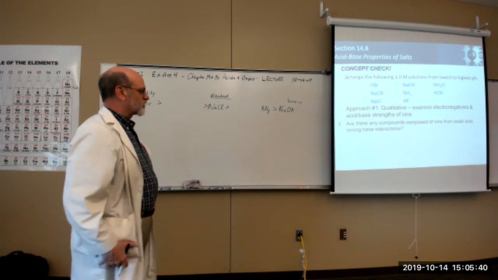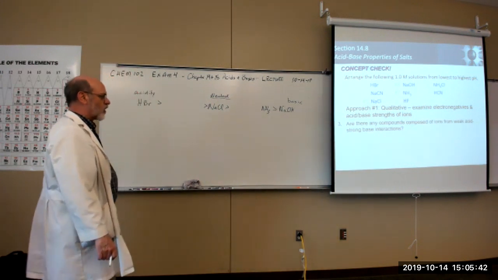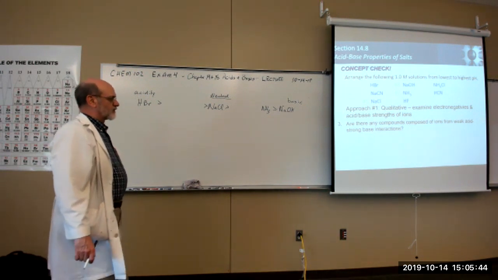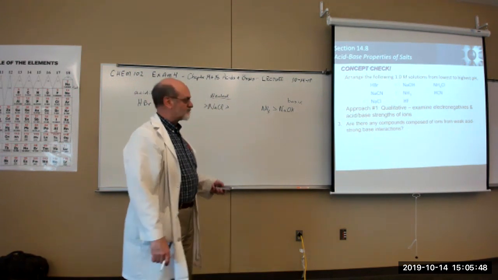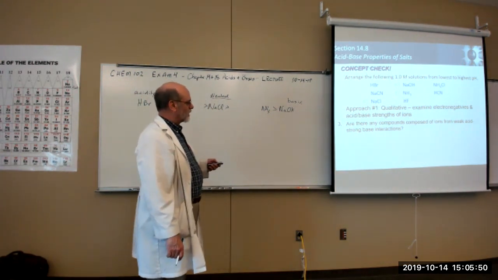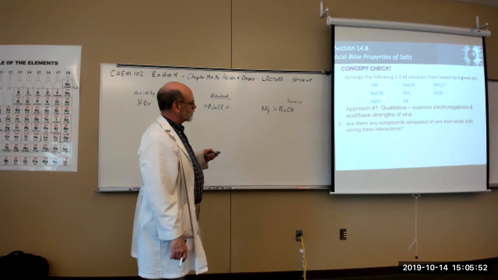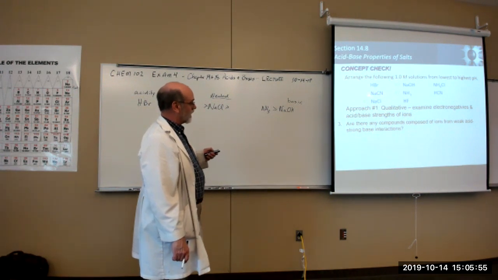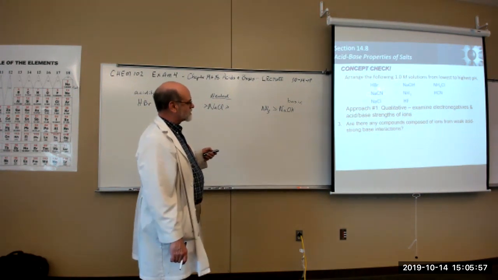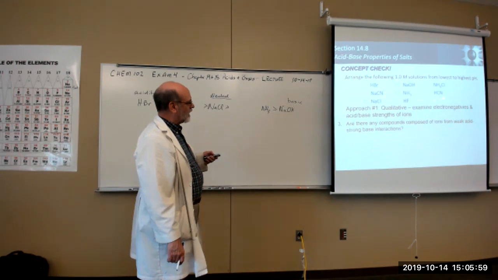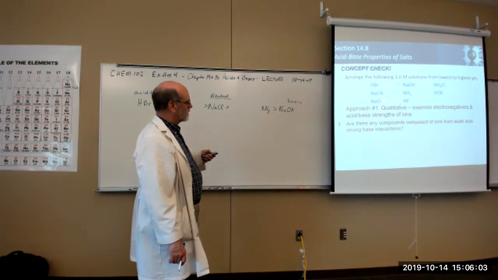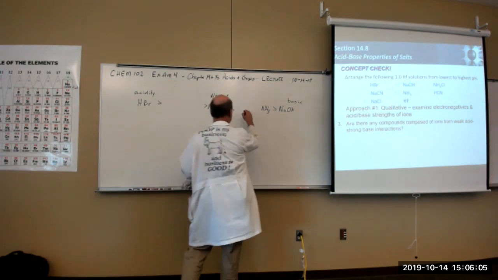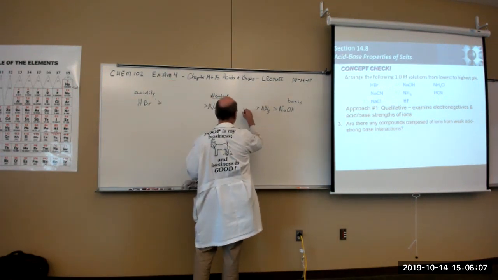Are there any compounds composed of ions from weak acid, strong base interactions? So weak acid, strong base would be a basic solution, wouldn't it? Our rule of thumb: weak acid, strong base. So there's a weak acid, strong base, sodium cyanide. Let's see. I don't see any others. So that says that sodium cyanide goes here.